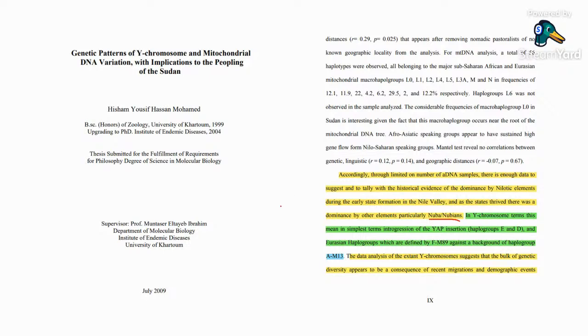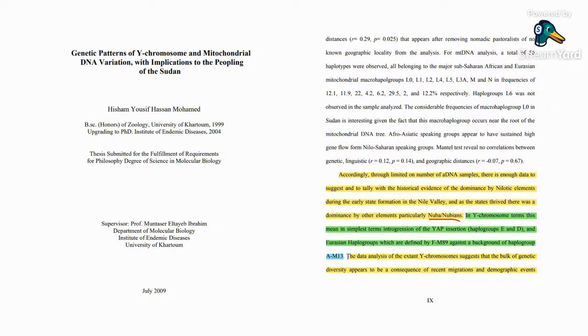Let me read this again. It says accordingly, though limited in number of aDNA samples, there is enough data to suggest and to tally with the historical evidence of the dominance by Neolithic elements during the early state formation in the Nile Valley. And as the states thrived, there was a dominance by other elements, particularly Nuba / Nubians. In Y chromosome terms, this means, in simplest terms, introgressions of the YAP insertion haplogroups E and D, and Eurasian haplogroups, which are defined by haplotype F-M89, against a background of haplogroup A-M35 or A-M13.